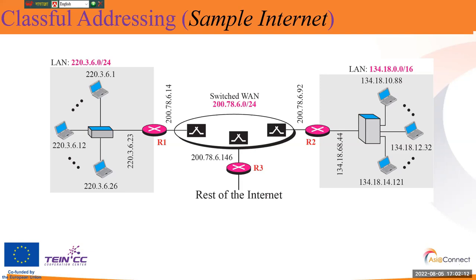In the sample internet, basically each LAN has a network address. This is a class C address, 2.2.0.3. This one is class B, and for one switch we are using class C. One router connects to the left LAN, one connects to the right LAN, and one connects to the rest of the internet. Basically, this example shows that given any address, we can find all information about the block. From any address, we can find out which network this PC is connected to. Do you understand or not?